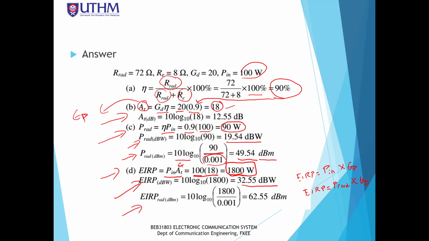And then EIRP in dBm. So 10 log EIRP 1,800 divided by the reference value 1 milli. So we get 62.55 dBm. Okay, remember that the difference is 30. Perbezaannya ada 30.